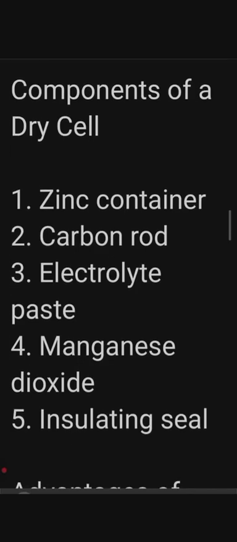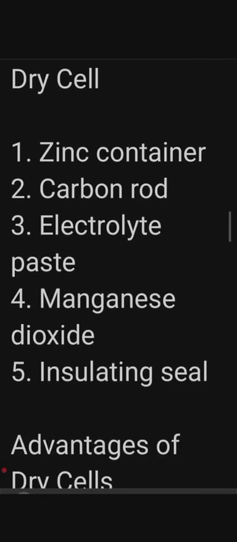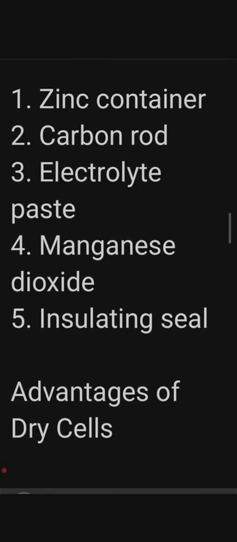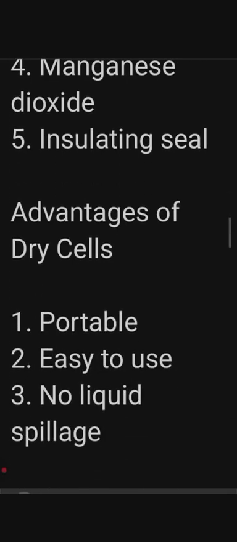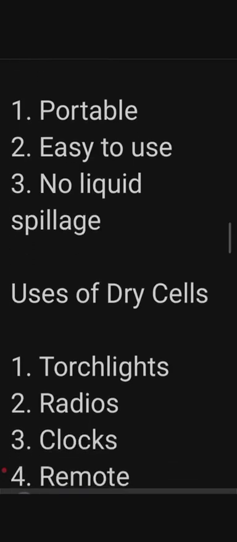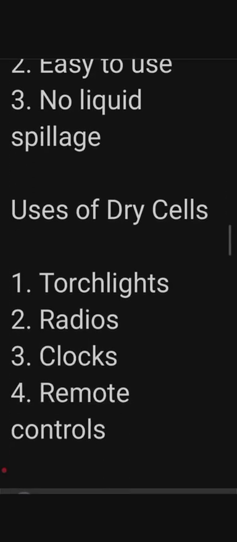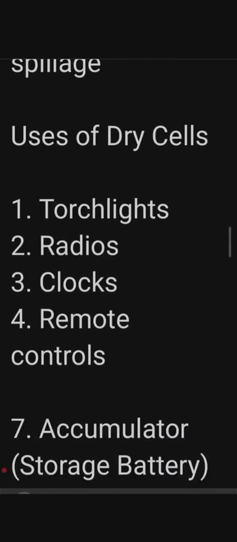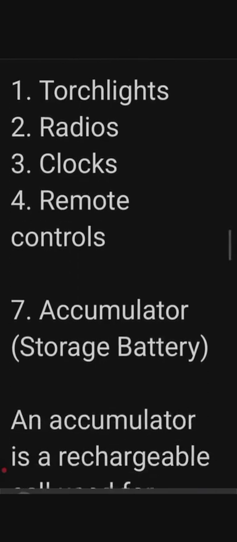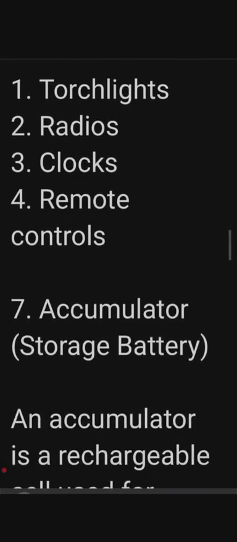Components of a dry cell: a zinc container, a carbon rod, electrolyte paste, manganese dioxide, and an insulating seal. The advantage of using a dry cell: it is portable, it is easy to use, it does not contain liquid, there's no liquid spillage. The uses of a dry cell: a dry cell can be used in a torchlight, in a radio, in clocks, and in remote controls.